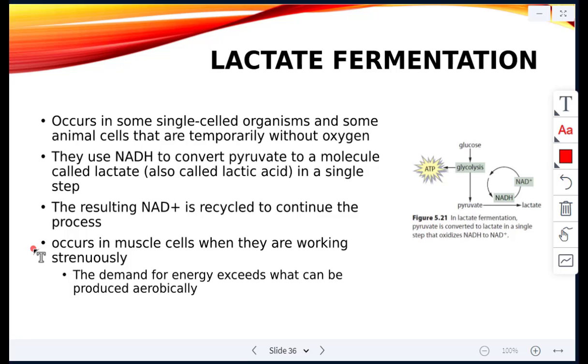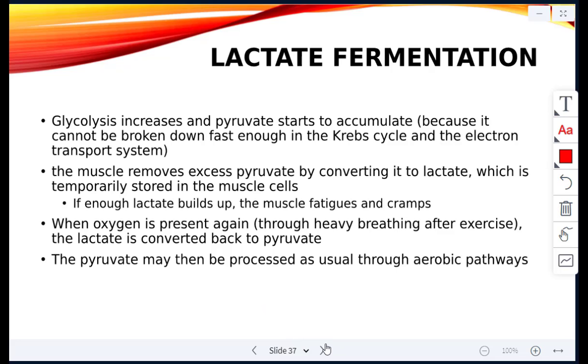Basically what's happening is the demand for energy is exceeding what can be produced aerobically. So temporarily we'll go into this lactate fermentation in the muscle cells. So glycolysis increases and pyruvate starts to accumulate because it can't be broken down fast enough in the Krebs cycle and the electron transport chain.